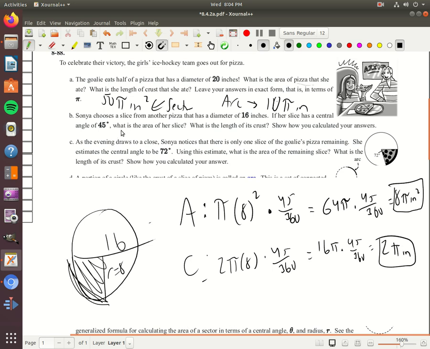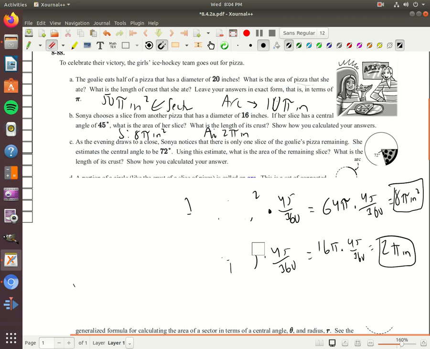We don't need to square that. So we will say the sector ends up being 8 pi inches squared. The arc, and don't confuse the arc with the area, right? This is area, this is arc, is going to be 2 pi inches. So moving along, let's go ahead and go to C. Let's hope I don't screw up.